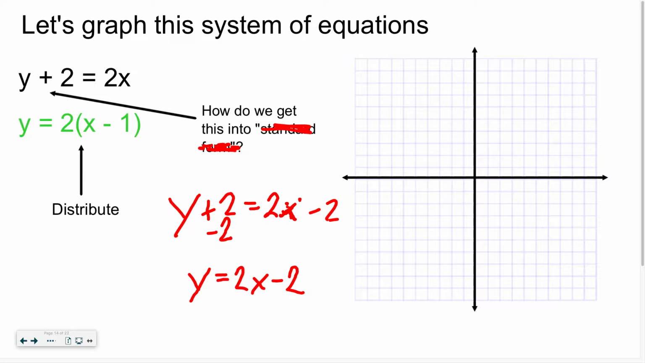Alright, so now can we graph that easily? How can we graph it? Start where? Negative 2. Alright, so what point? 0, negative 2 is our y-intercept. Okay, where am I going to go from there? Right 1 and up 2. Our slope is 2, so we're going to go to the right one, up 2. So there's one line.